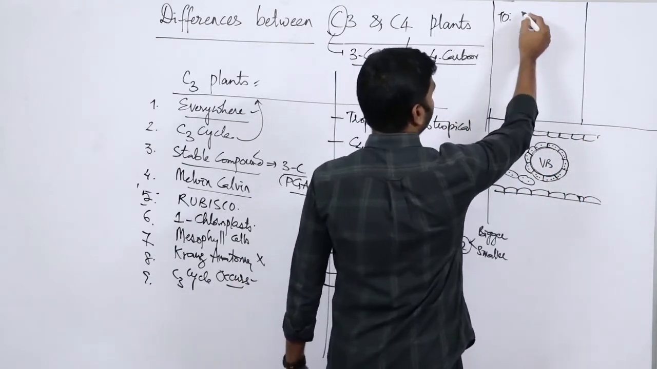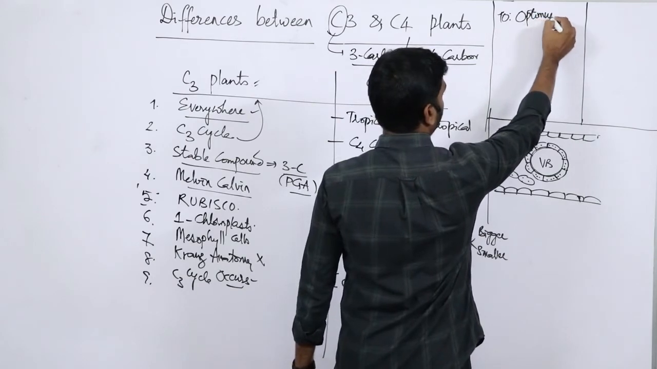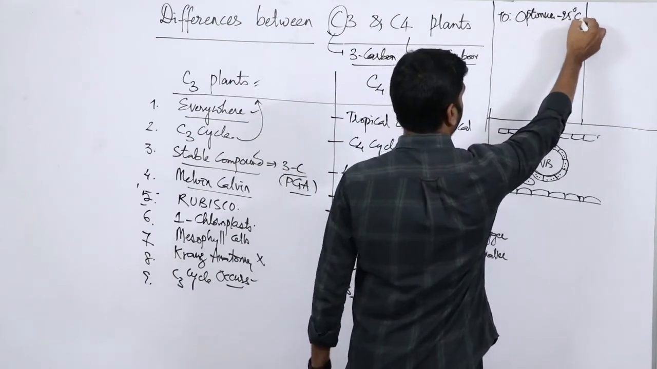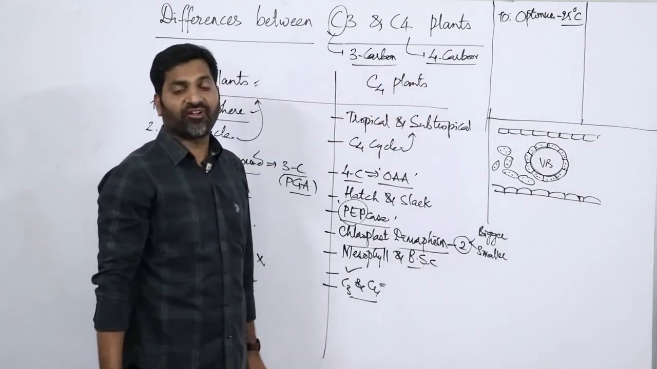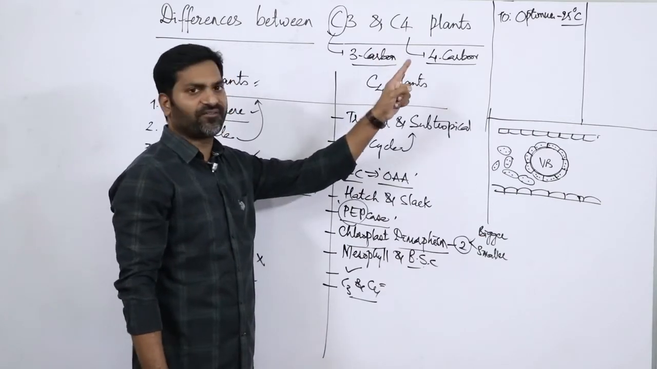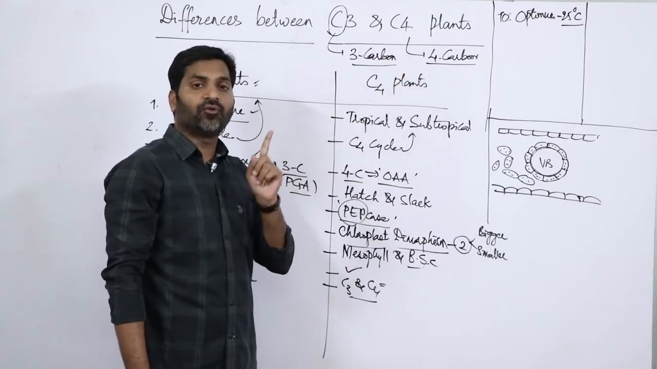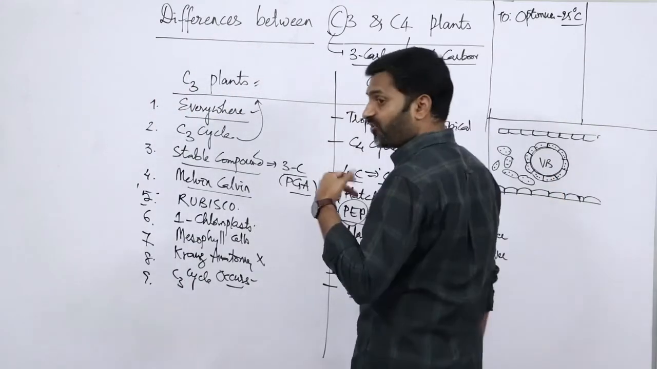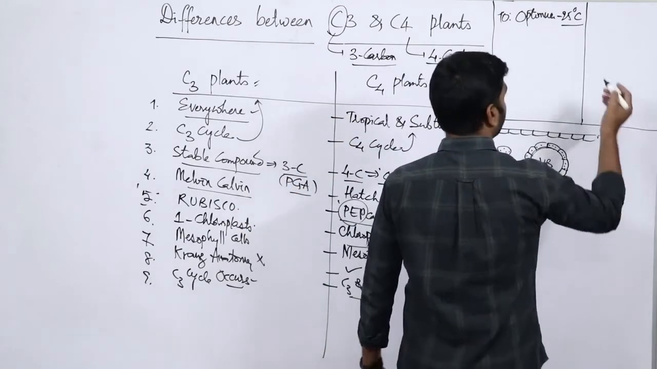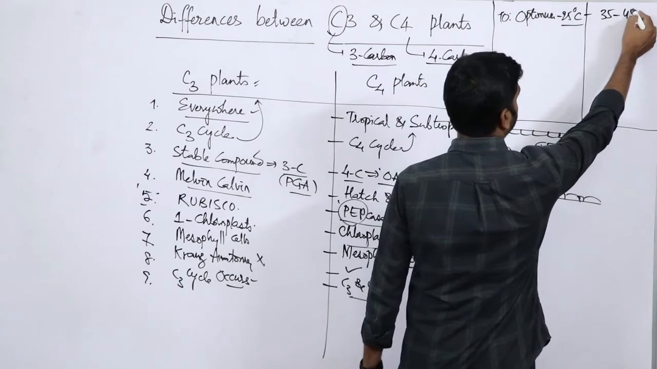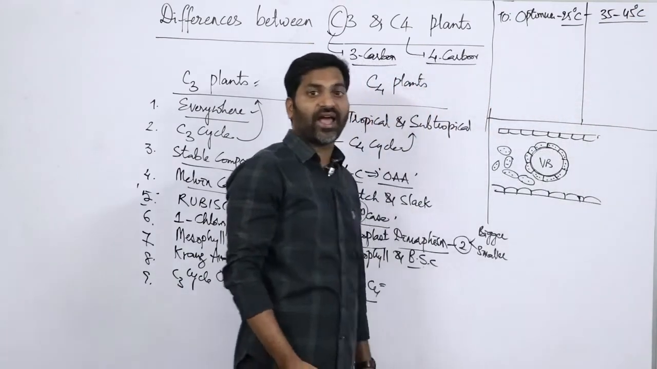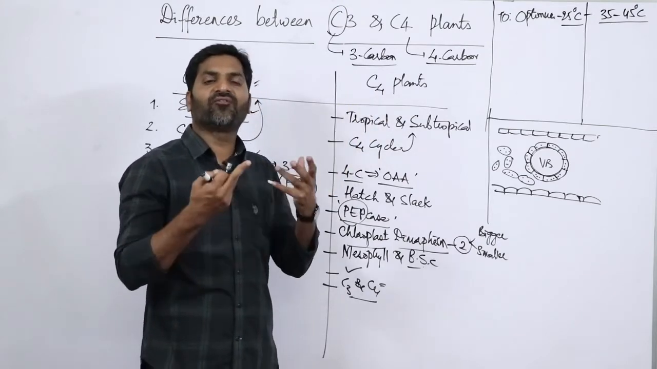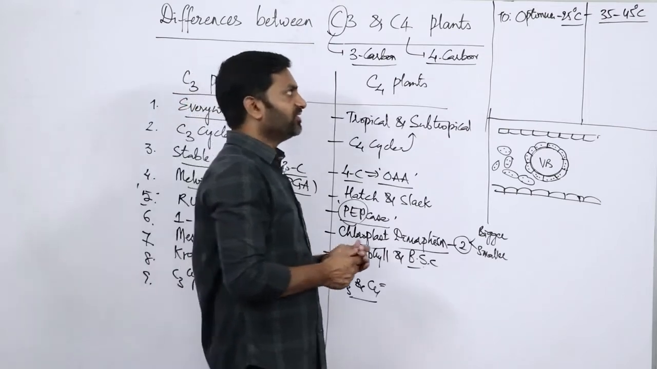The optimum temperature for the photosynthetic process in C3 plants is 25 degrees centigrade. 25 degrees centigrade is the optimum temperature required for photosynthesis in C3 plants, whereas C4 plants perform photosynthesis when the temperature varies from 35 to 45 degrees centigrade. So they perform photosynthesis even at 45 degrees Celsius. Clear?